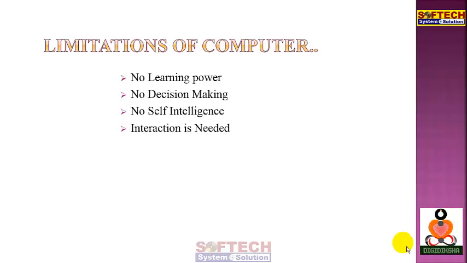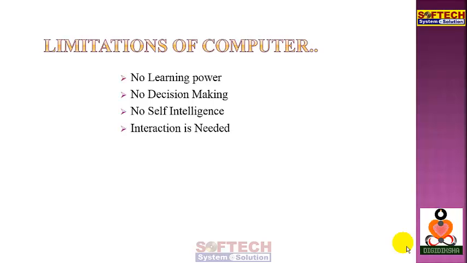Next one, decision making. No decision making. A computer does not decide anything generally, because a human has to instruct the computer to decide this or that, so it has no decision making. No self-intelligence. With the help of the computer, we can do almost all of the work, but the computer does not have intelligence on its own.